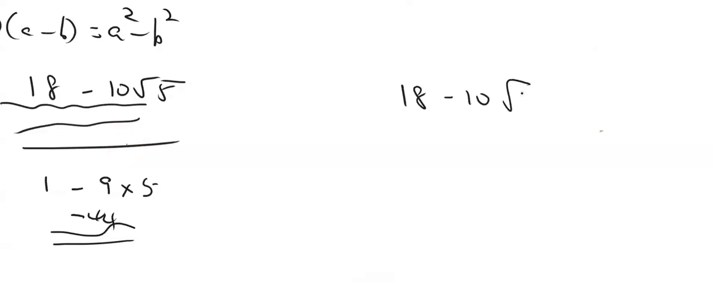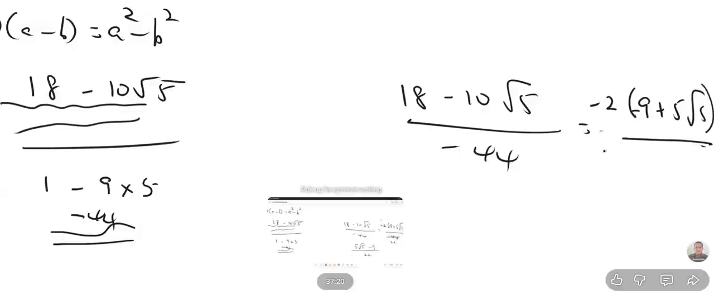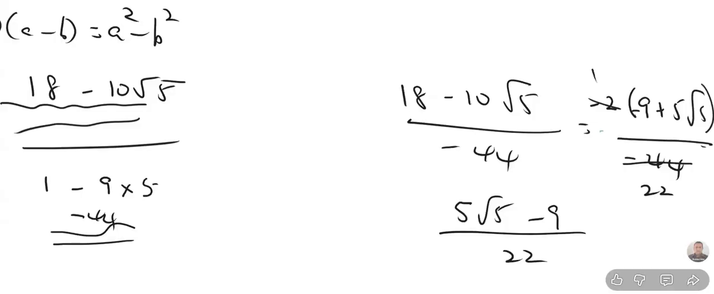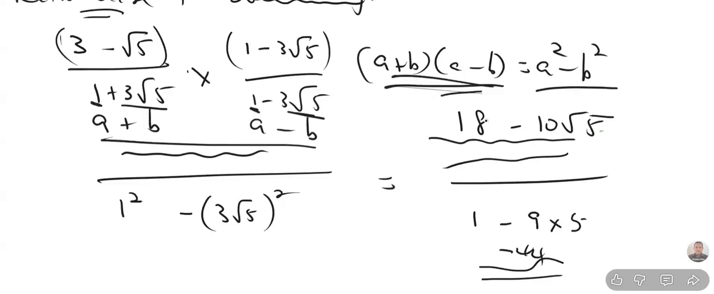Not 10 root 5 over minus 44. So what we could do, take out, what's a common factor here? Okay, if I take this over down here, 3 root, thankfully.